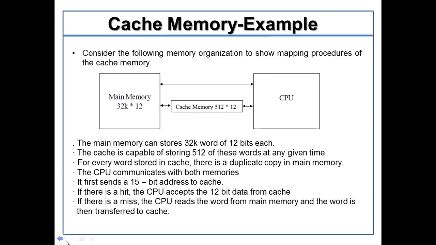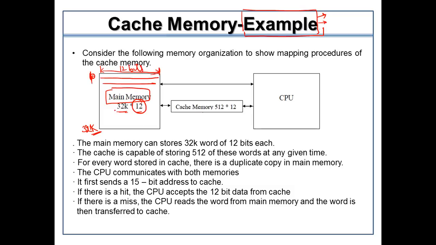Before beginning with that, we are taking one example here because it is important to analyze the situation with an example. Only then can we work upon the various types of mapping procedures, right? So first, I am considering that my main memory is of this size. It has 32K words, starting from 0 to 31K, or 1 to 32K words located here. And the size of each word is 12 bits.